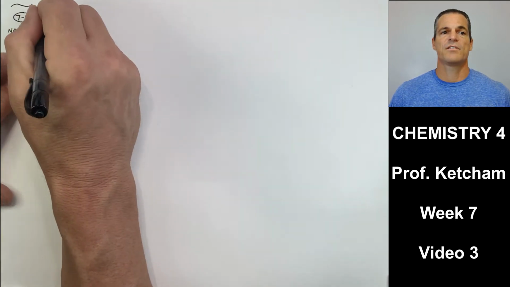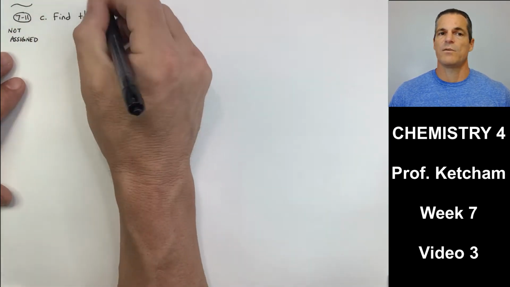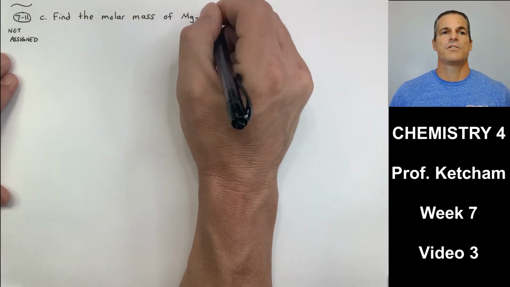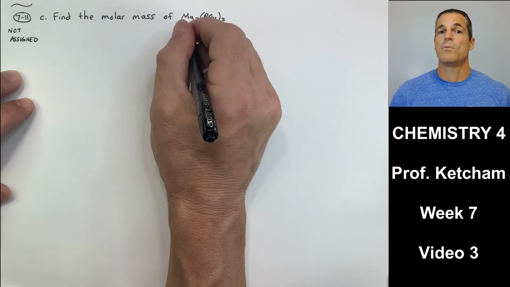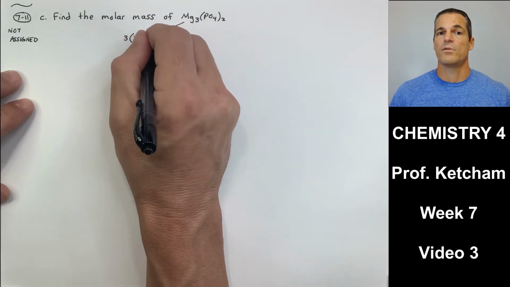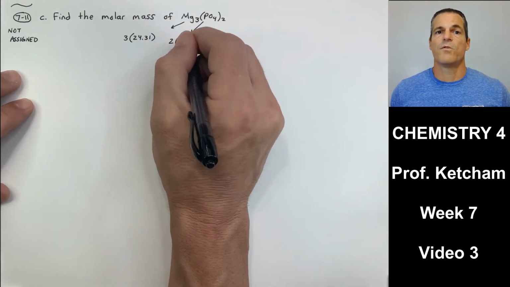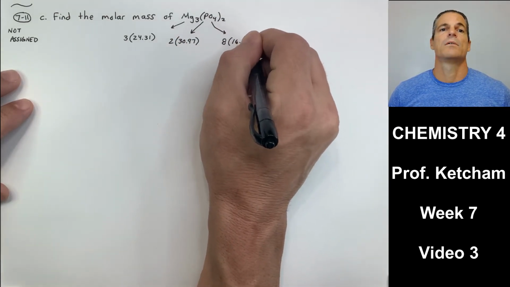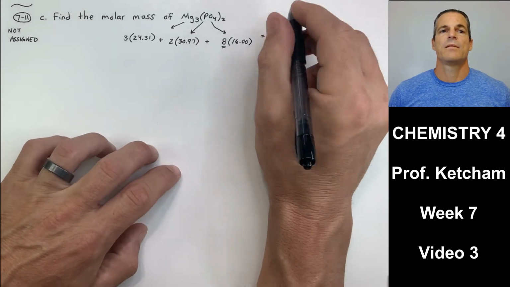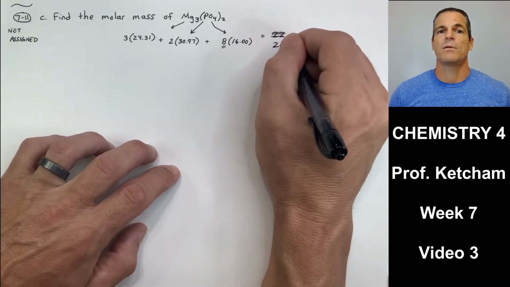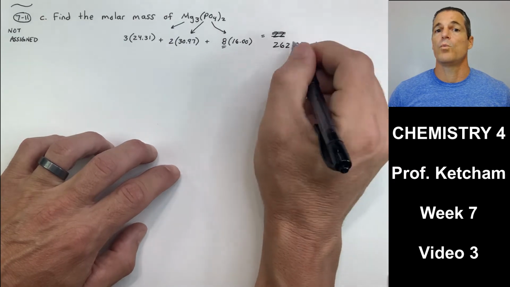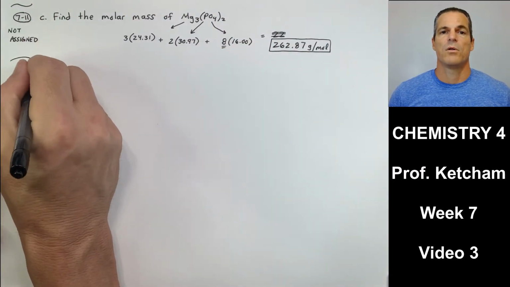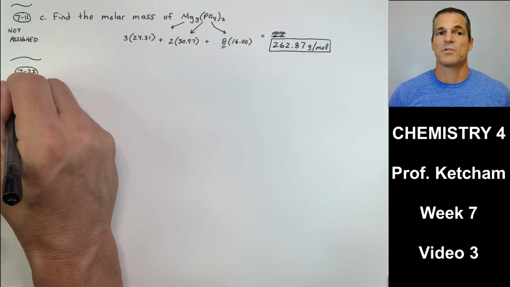Top of page 2, this is number 11 from chapter 7. It wasn't assigned, but it's very similar to the ones that were. So chapter 7, number 11C, find the molar mass of Mg3(PO4)2. Notice the parentheses around PO4 2. That's going to give me 8 oxygens. Be very careful. So I add all this stuff up. I got those numbers from the periodic table, and Mg3(PO4)2 weighs 262.87 grams per mole. Again, I like to report my molar masses to the hundredths place.